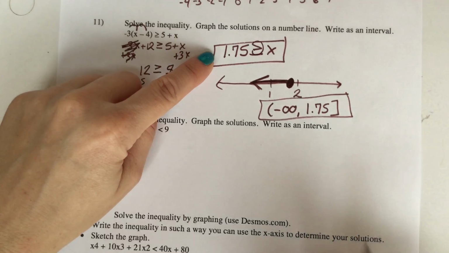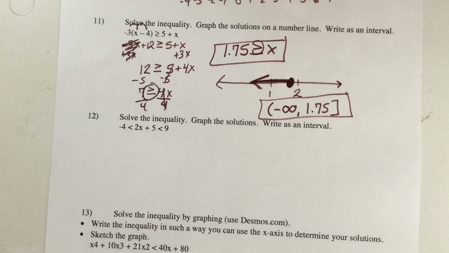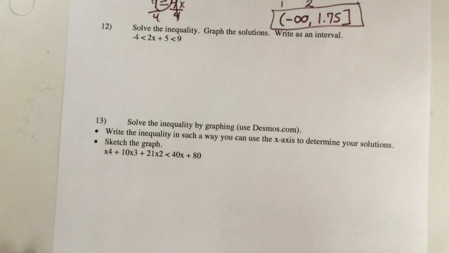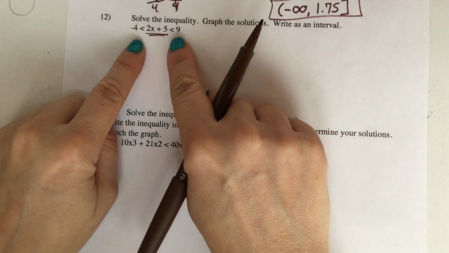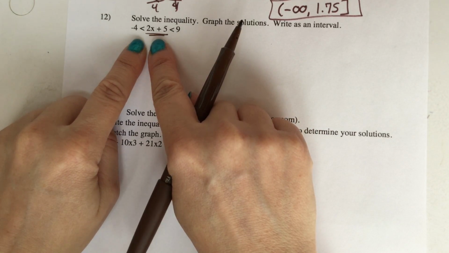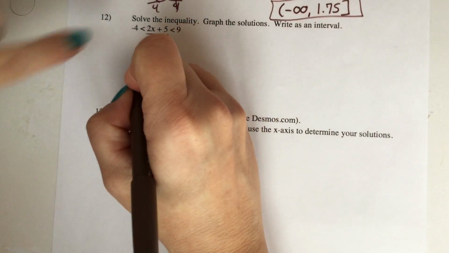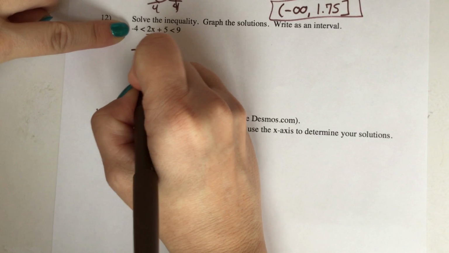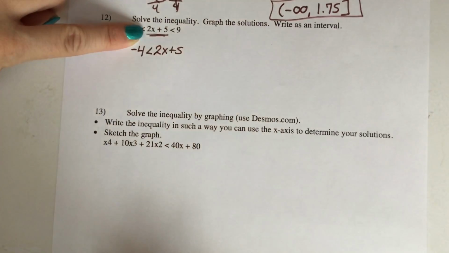We can have inequalities, interval notation, and a number line representing the same solution. Okay, the next one. If you ever have an inequality where you see two inequality symbols, what's happening here is they're sharing the middle. The middle has to be part of both inequalities. So when I split it into two, it goes -4 is less than the whole center, 2x plus 5.